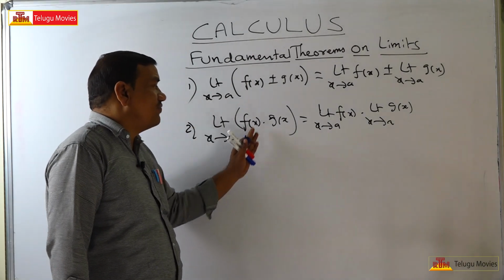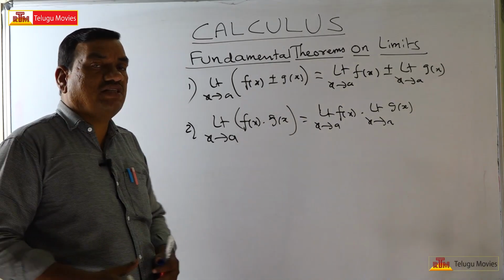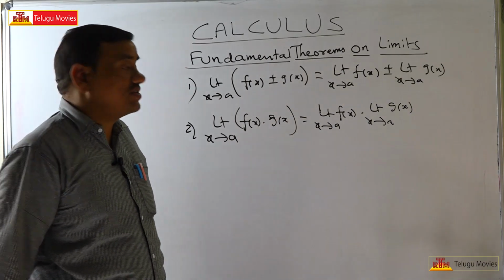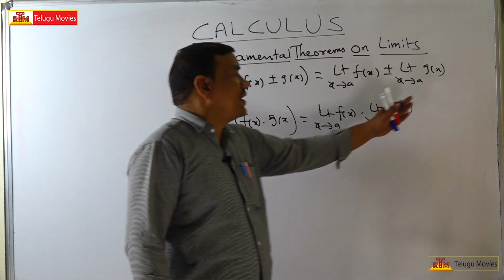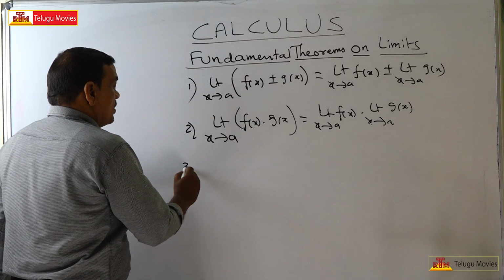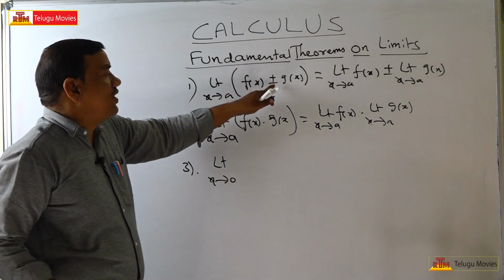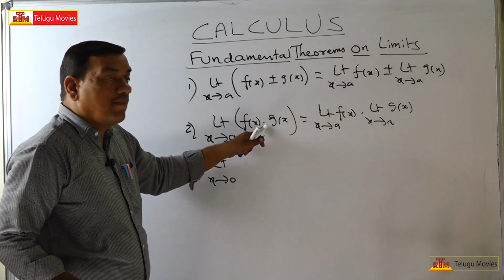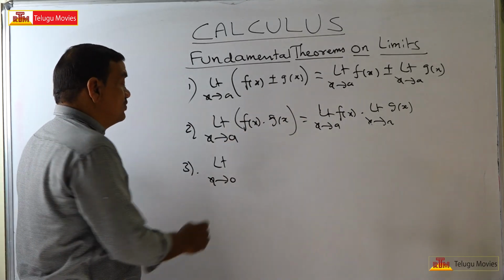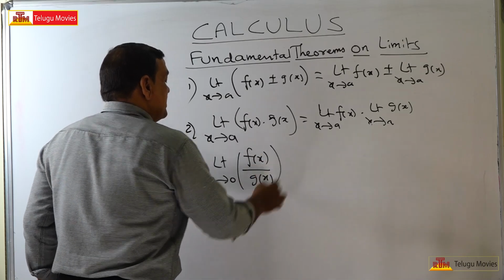That means f of x into g of x into h of x into k of x into l of x, such like that n number of functions are there. You can also apply this limit as x tends to a to n number of functions. Now addition is over, subtraction is over, multiplication is over, division. So f of x divided by g of x.